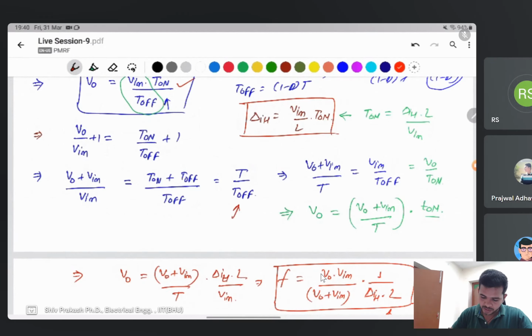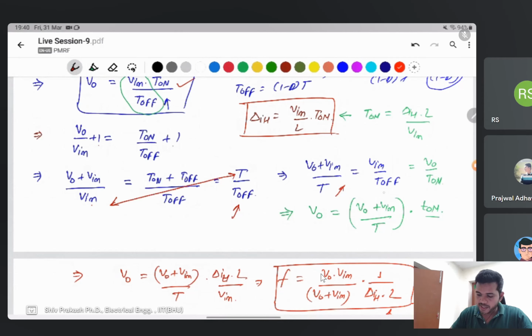Simply write 1 plus 1 here. Then we find the V output plus V in divided by V in. Then this one is the V output plus V in. Then V in can transfer here and T transfer here. Then V output plus V in here. Okay, replace this one: V output plus V in divided by T.